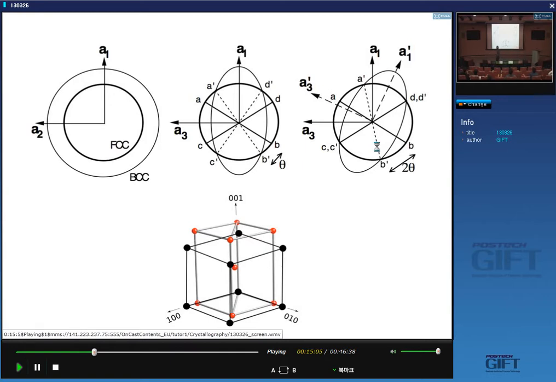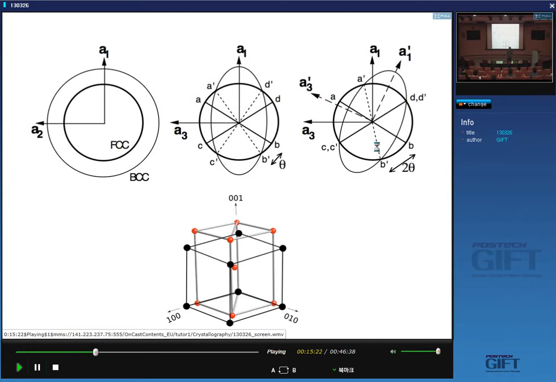So there is no line which is left undistorted and unrotated by the Bain strain. So we say that there is no invariant line. An invariant line is a line which is unrotated and undistorted.